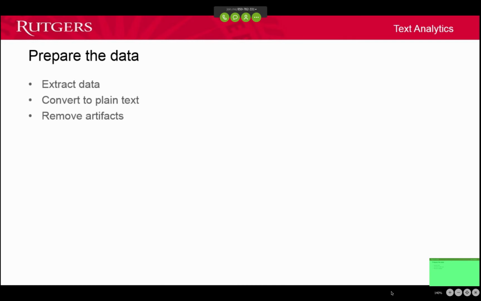Or what if your text is in a Word document and it's not easy to process Word documents compared to plain text. So you need to convert your data. Typically you convert it to some sort of plain text. Then you need to remove artifacts, right? So let's say there are headers, let's say there are footers, let's say there are tables, let's say there are page numbers.